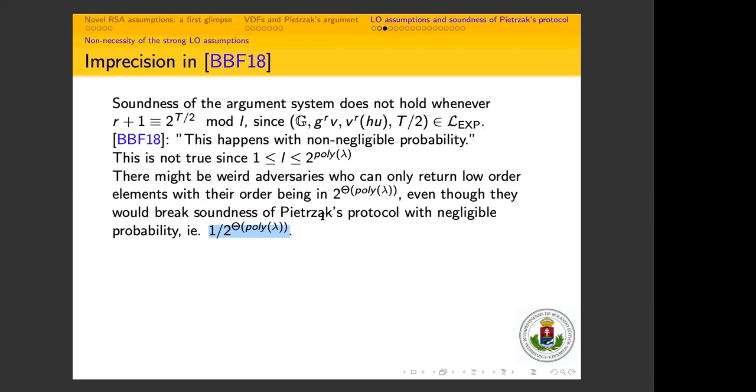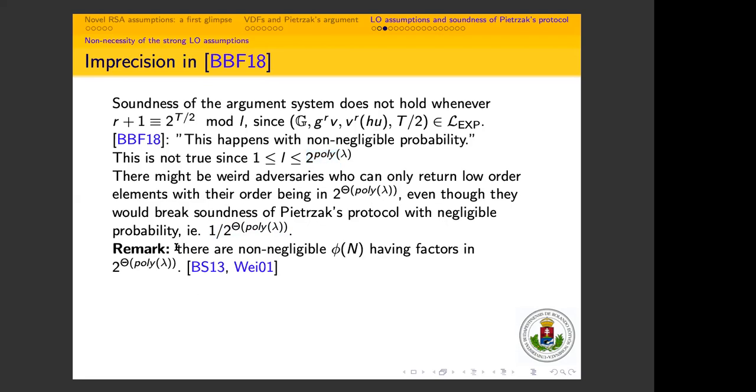And then a natural question is, so we see that the original low order assumption with this 2 to the polylambda bound is too high. So the original definition of the low order assumption is a non-necessary assumption for breaking the soundness. Then the question is, what is the weakest low order assumption which is necessary and sufficient to break the soundness of the protocol? And yeah, okay, I was a little bit hand wavy here. This is enough, because there are non-negligible phi n having factors in 2 to the polylambda. So there indeed might be adversaries who can be specialized in finding these kinds of low orders, because these low orders are indeed non-negligible.